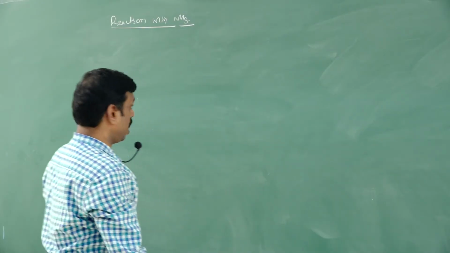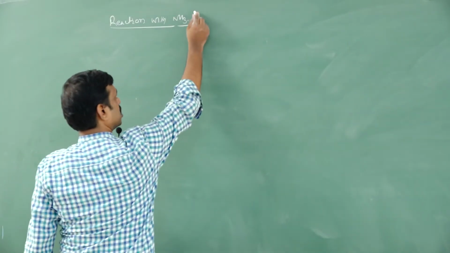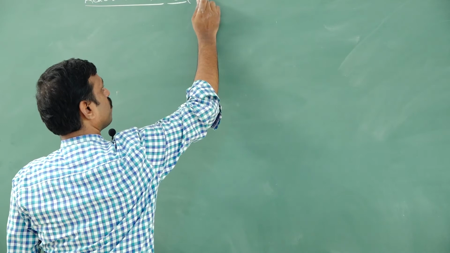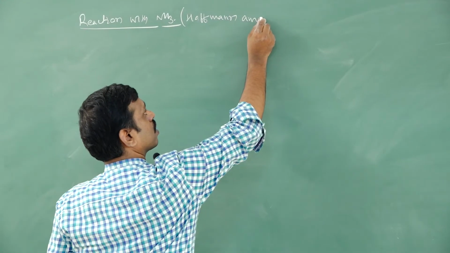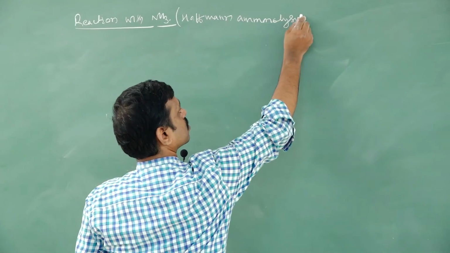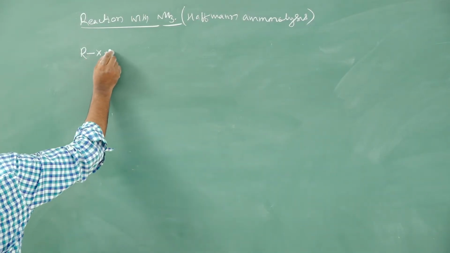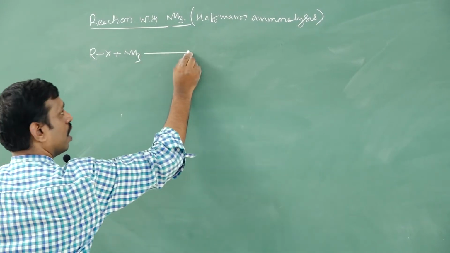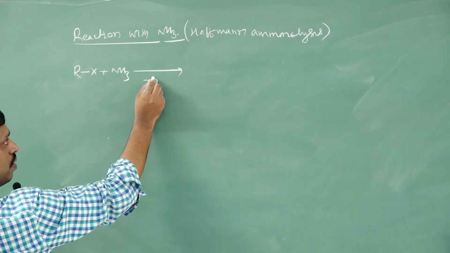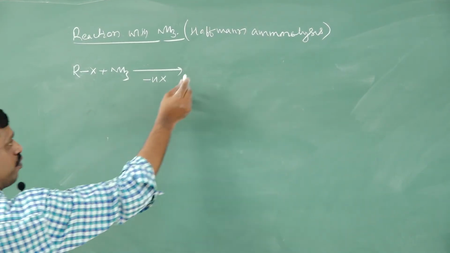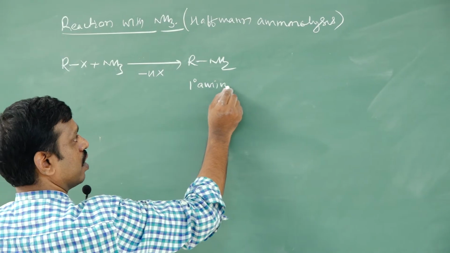Next is reaction with ammonia. That means how does alkyl halide react with ammonia? This reaction is also called Hoffman ammonolysis. Important, Hoffman ammonolysis. Now let us take alkyl halide RX reacting with ammonia. Remove one hydrogen and one X, that is minus HX, and it forms RNH2. This is called a primary amine.